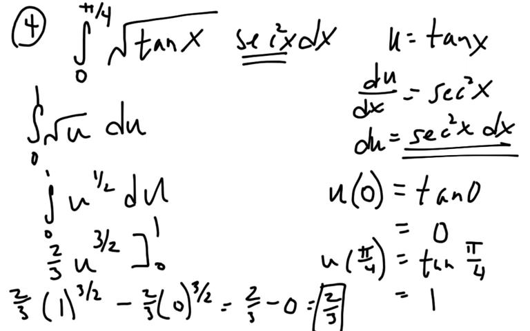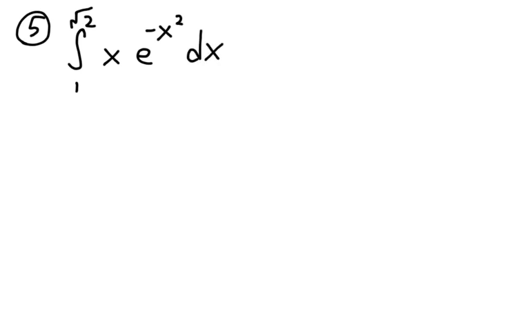Okay, example 5. The integral from 1 to the square root of 2 of x times e to the negative x squared dx. So, what is the inside function here? What is our u? Our u is negative x squared.